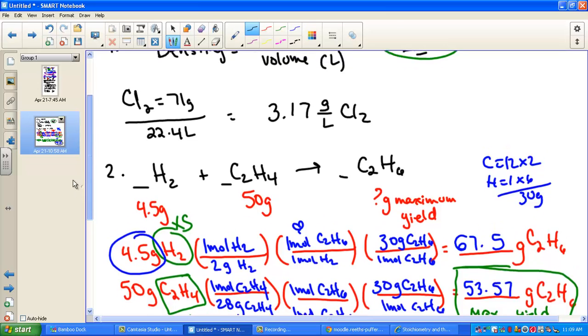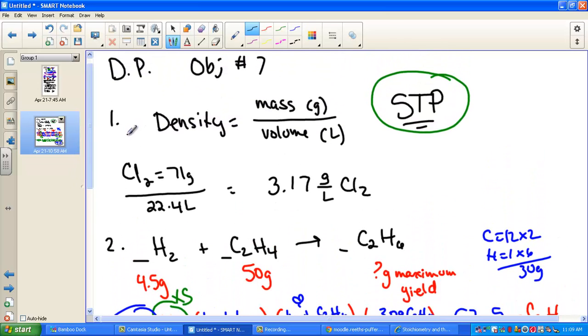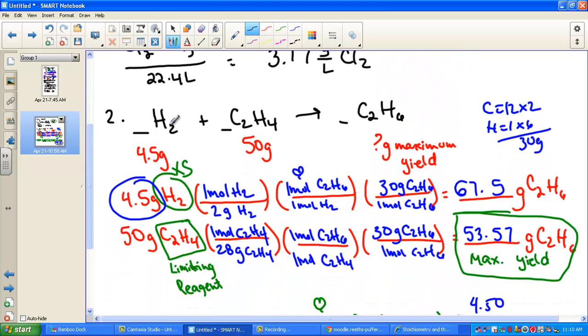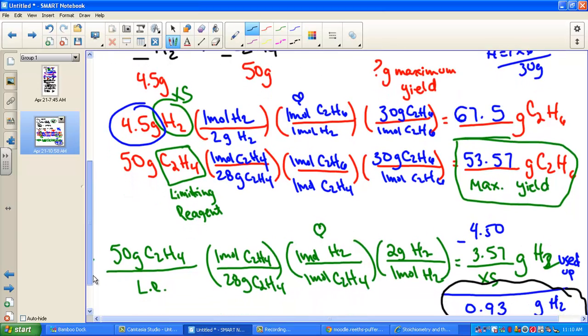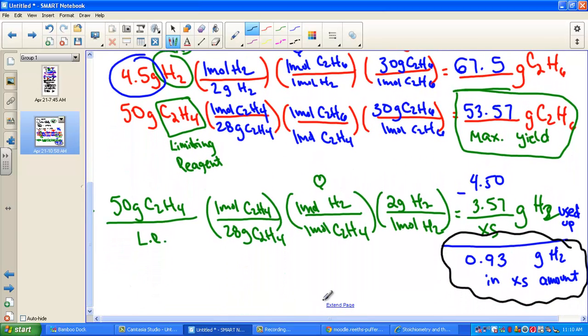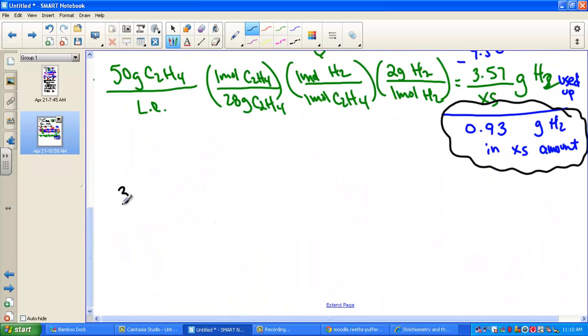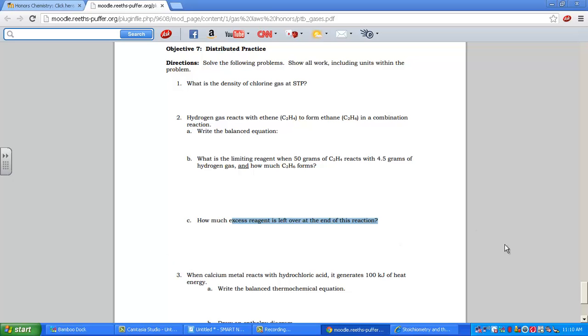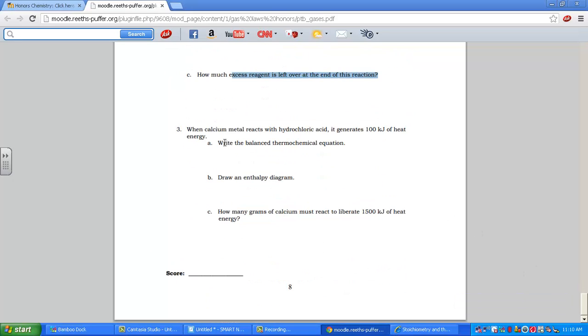So first problem, we had a review of some STP, molar mass over molar volume, calculating a density. Second problem looks like a good old-fashioned limiting reagent problem, finding out grams of excess reagent. Let's take a look at the third problem. I believe this one is going to review some thermochemistry. There it is, thermo.